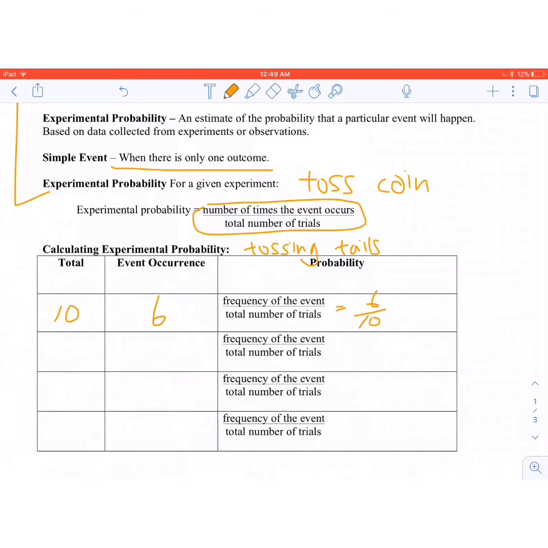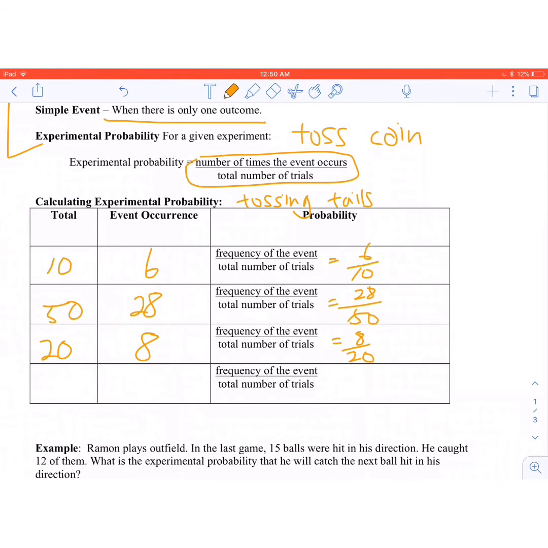Because it's a 50-50 chance. But in the experimental probability, it tells me it's 6 out of 10. The second trial, I tossed it 50 times. Out of 50 times, it came out to be 28 tails, which means 22 are heads, so it will be 28 out of 50. Next, I tossed it 20 times, and 8 were tails, so 8 out of 20. And lastly, I tossed it 10 times again, and this time, 3 were tails.